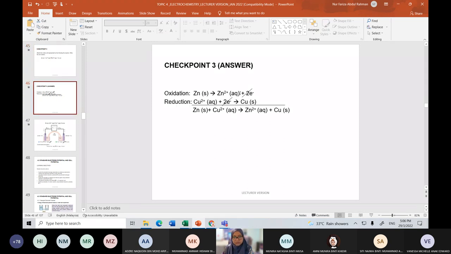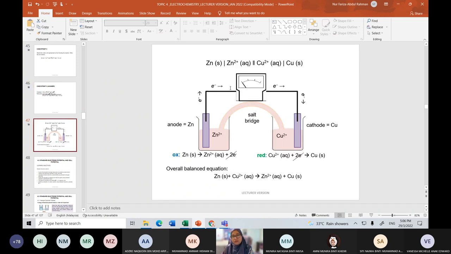So this is the oxidation part. The reduction we separate. This is the redox reaction, the overall equation. Okay, alright. And then this is how your galvanic cell looks like. So you have the anode, zinc, and once more I want to highlight, make sure that you label that it is in solid state. Zinc, solid. Copper, solid. Also, okay?